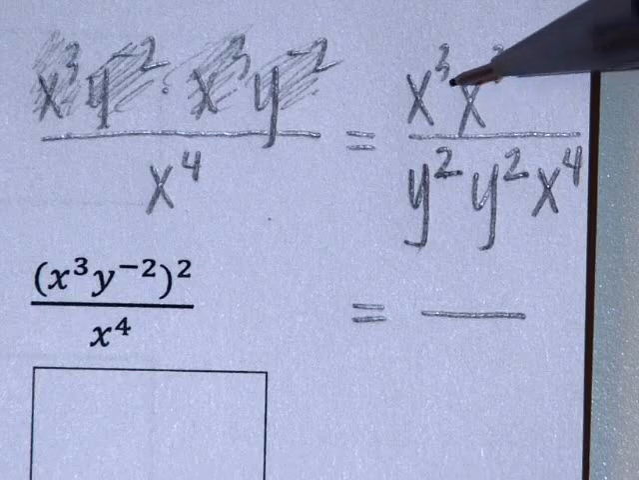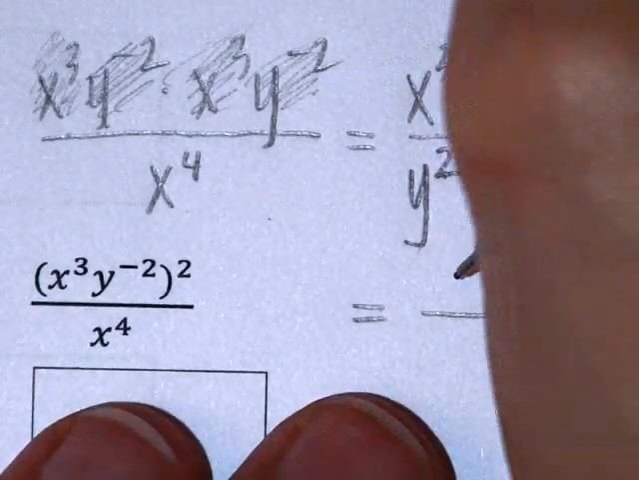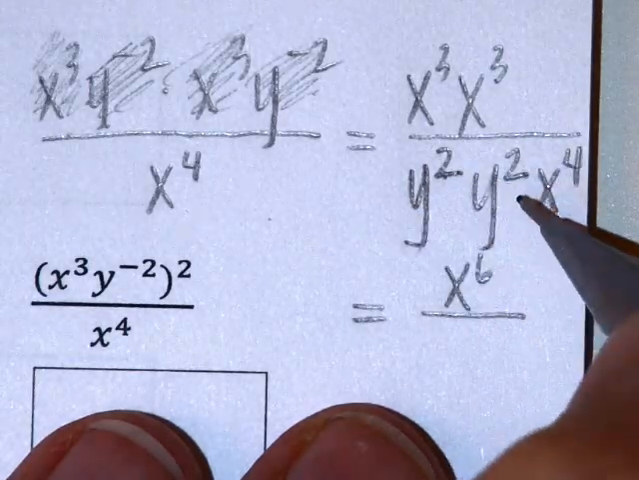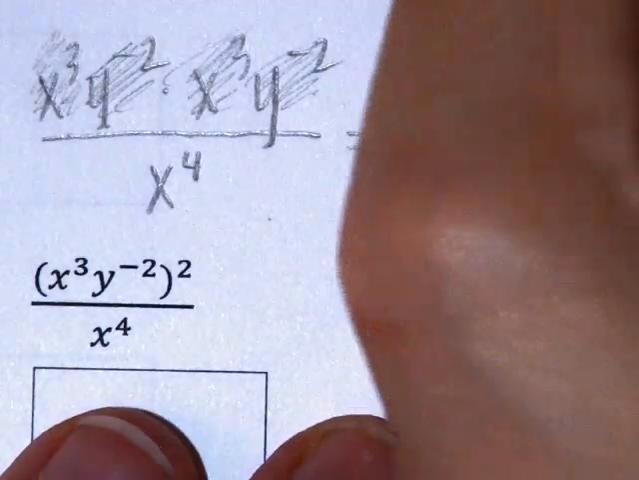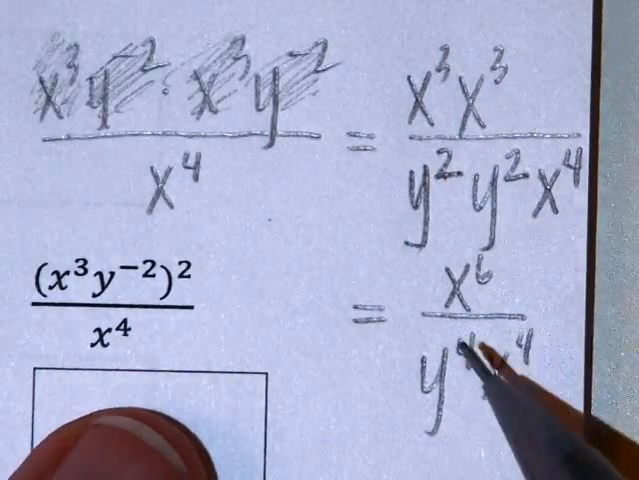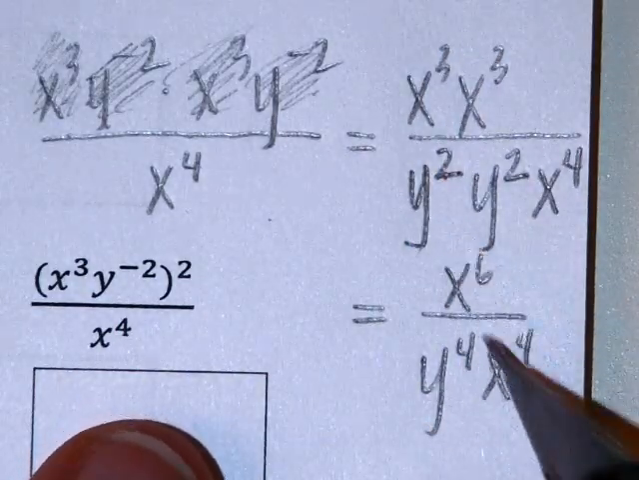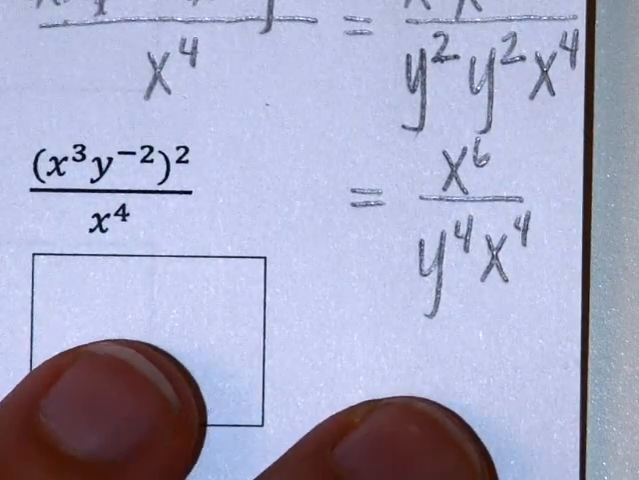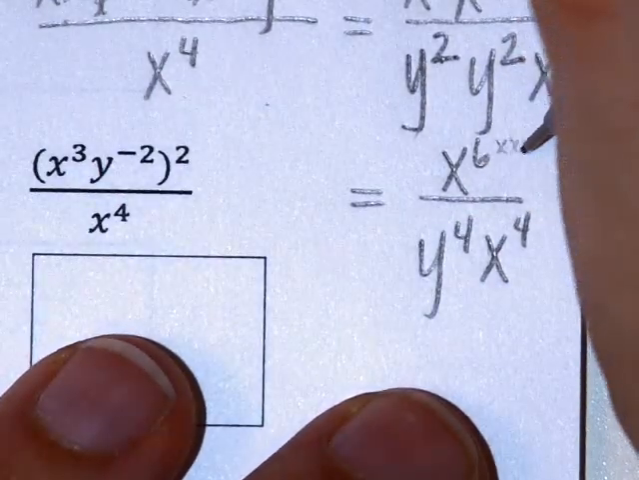X cubed and x cubed is really 3 x's and 3 x's, so a total of 6 x's, x to the sixth on the top. Y squared is 2 y's and another 2 y's, so that's 4 y's, y to the fourth. And the x to the fourth that's on the bottom is not a like term, so it doesn't combine. But then I can notice, hey, x to the 6 on top, x to the 4 on the bottom. X to the 6 on top is literally 6 x's.